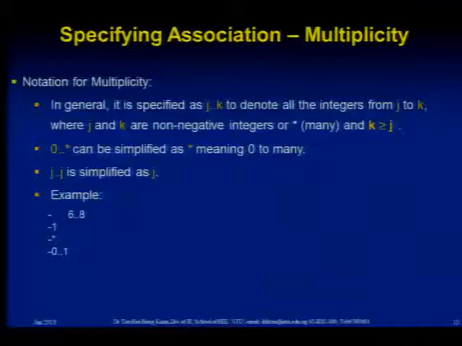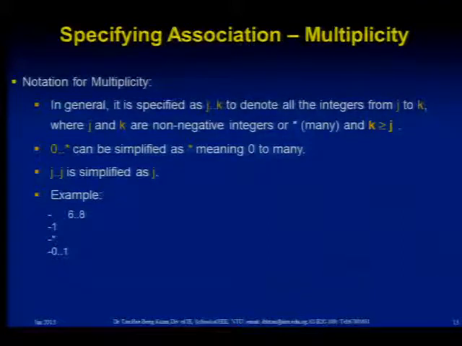Since both J and K can be non-negative integers, we can define J dot dot J. If your upper limit and lower limit are exactly the same, then that means we specify a unique integer only. Example: 1 dot dot 1. If we have 1 dot dot 1, it can be further simplified as 1. That means you can specify 1 as multiplicity as well, meaning only one value is applicable.